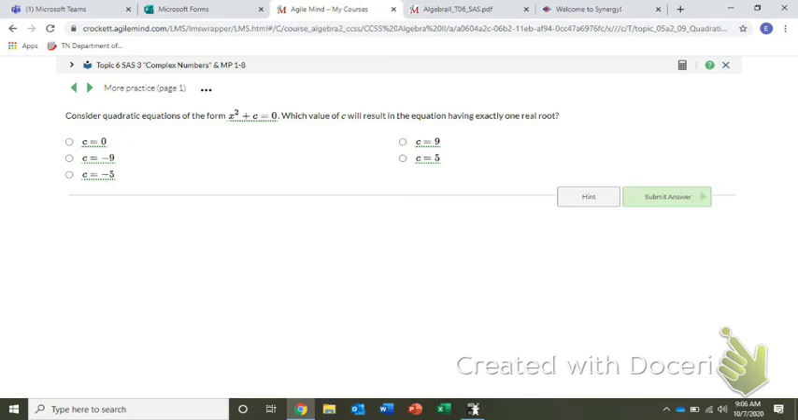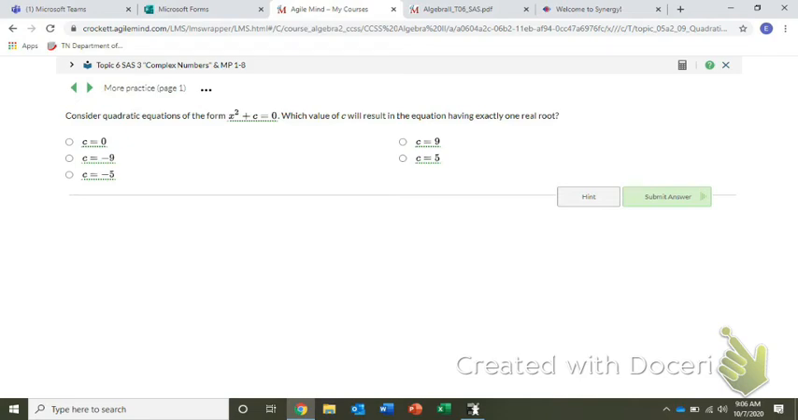Number 1. Consider a quadratic equation in the form of x squared plus c equals 0. What value of c will result in the equation having exactly one real root? Okay?